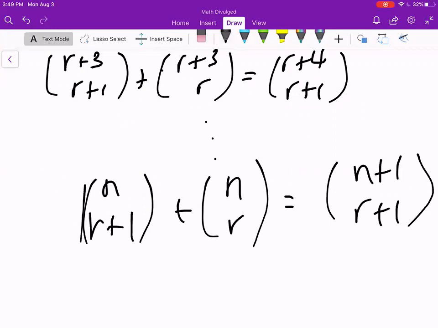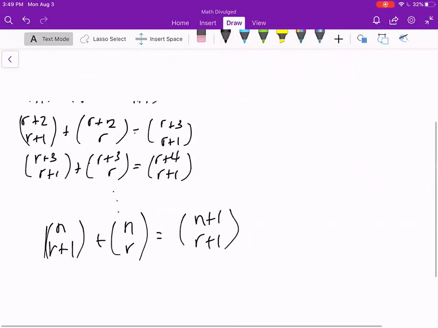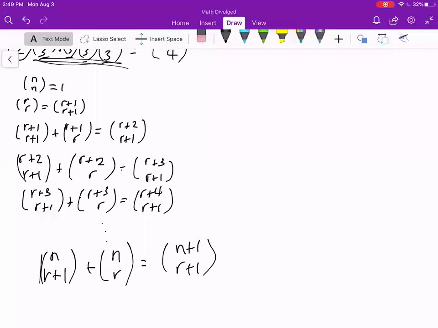And so basically, this is the algebraic proof. We just took terms two at a time. We added them together using Pascal's identity. Then we added the next combination.